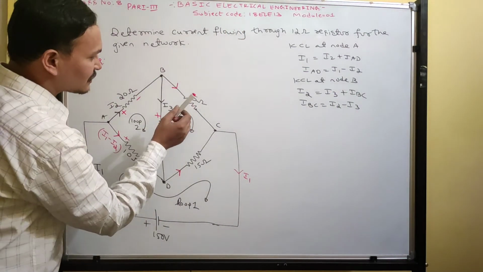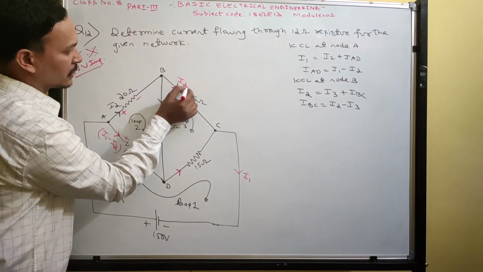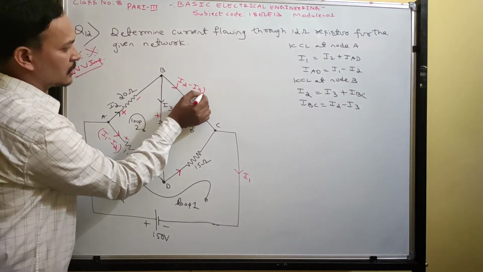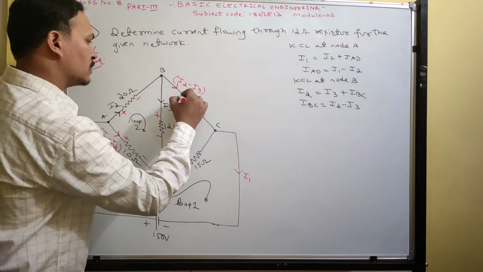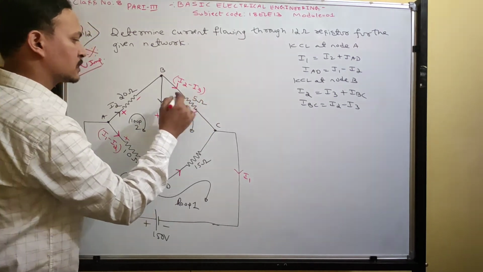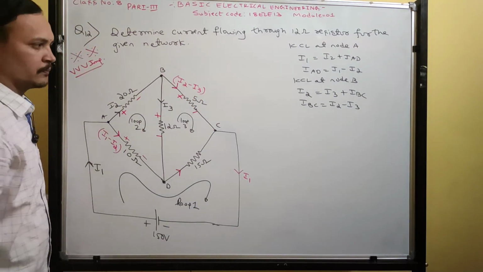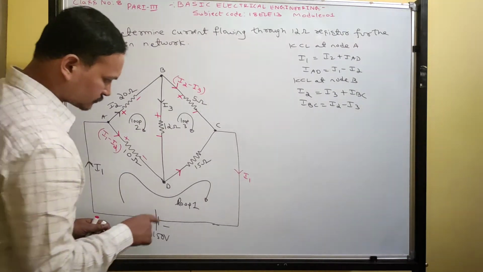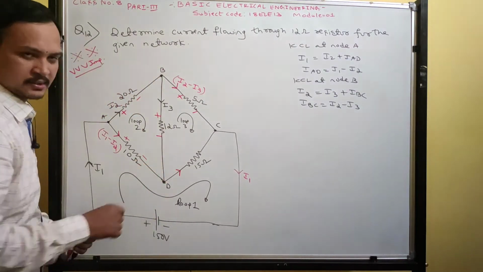What is the current flowing in this resistor? Very good. I2 minus I3. Current enters the resistor, mark plus, leaves the resistor, mark it negative. Now I need to find the current in this resistor.